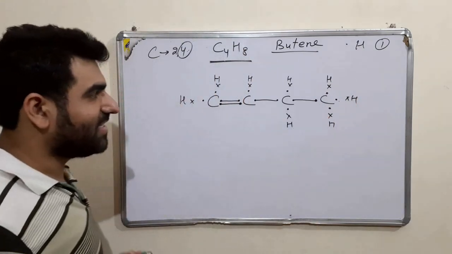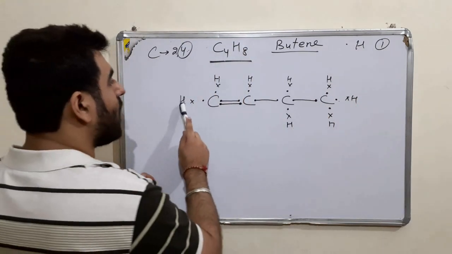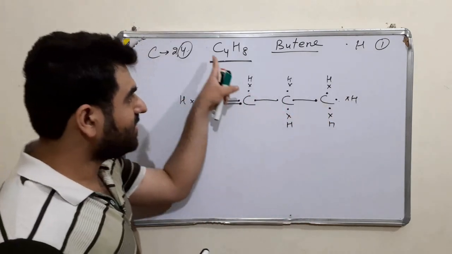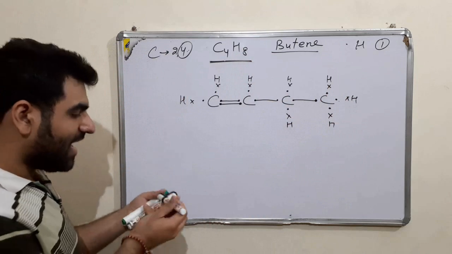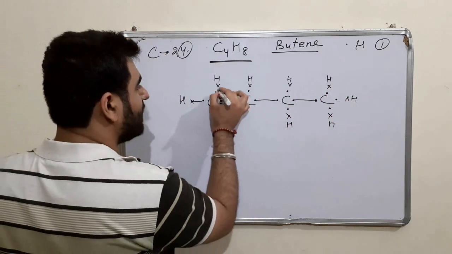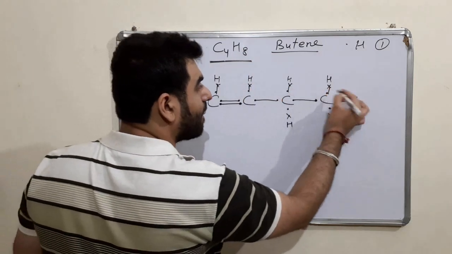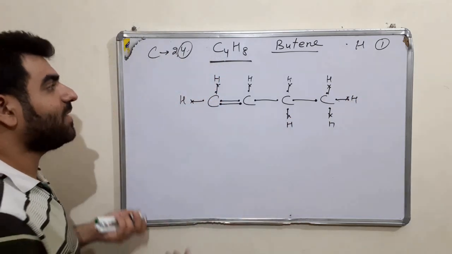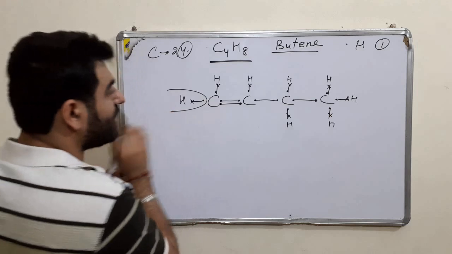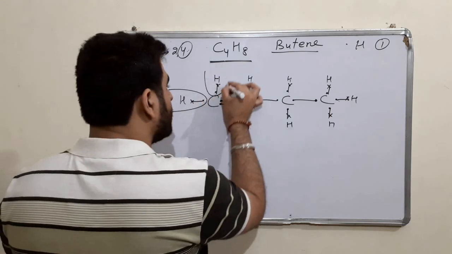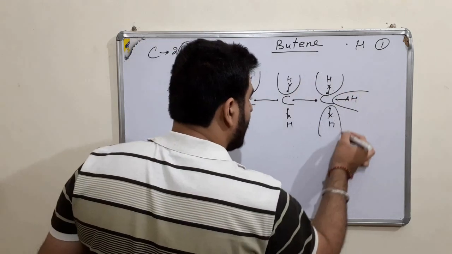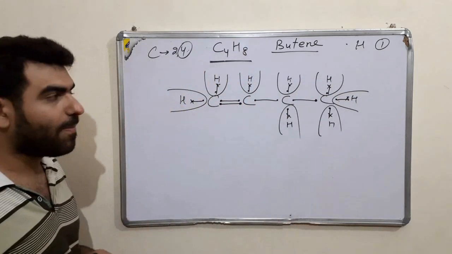Alright, now it is easier. Let us count the H first. 1, 2, 3, 4, 5, 6, 7, 8. We want C4, H8. And there is a formation of bonds like this. Why does this bond formation take place? We can see that hydrogen has completed its duplet, hydrogen duplet, hydrogen duplet, hydrogen duplet. All these duplets will be completed by hydrogen.